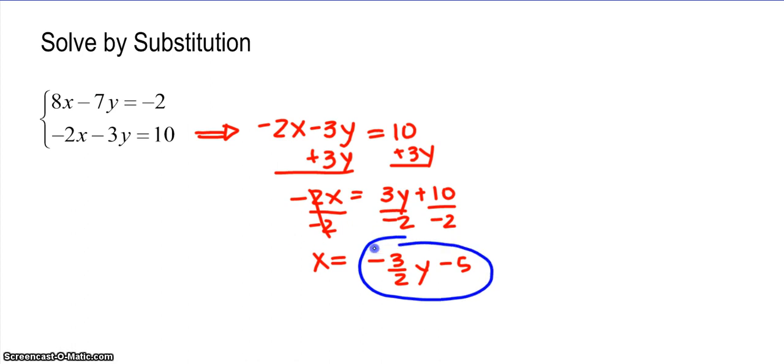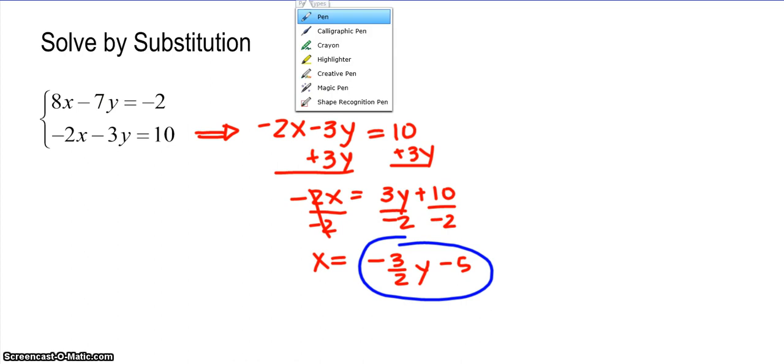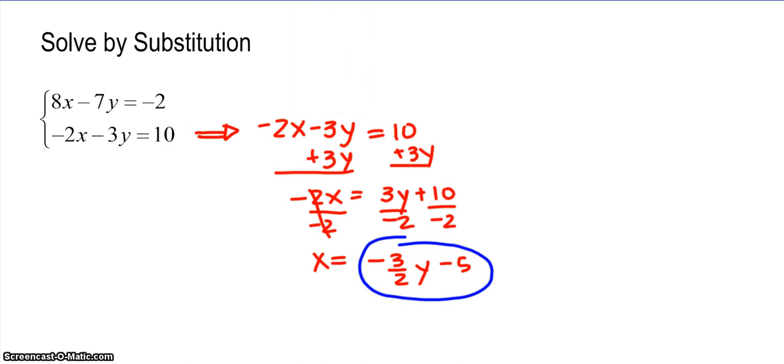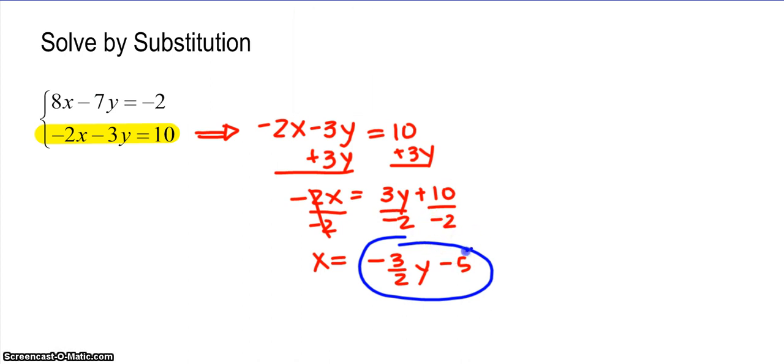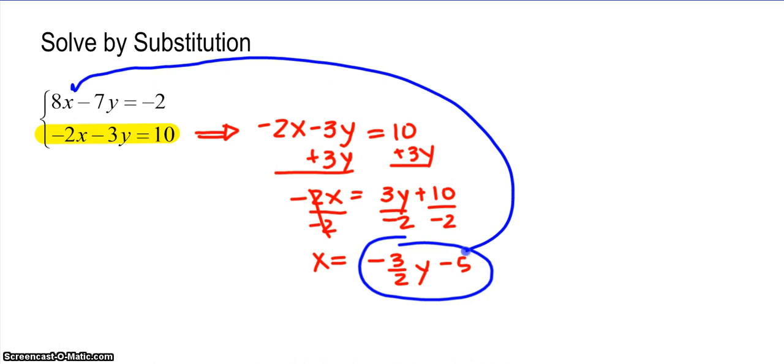What I'm going to do is I'm going to take this and I'm going to plug it back into the first equation. I cannot plug it back into the equation I just worked with. I just manipulated this second equation, so now I must go back into the first equation and substitute in for x. The reason we're substituting in for x is because this is what x equals.